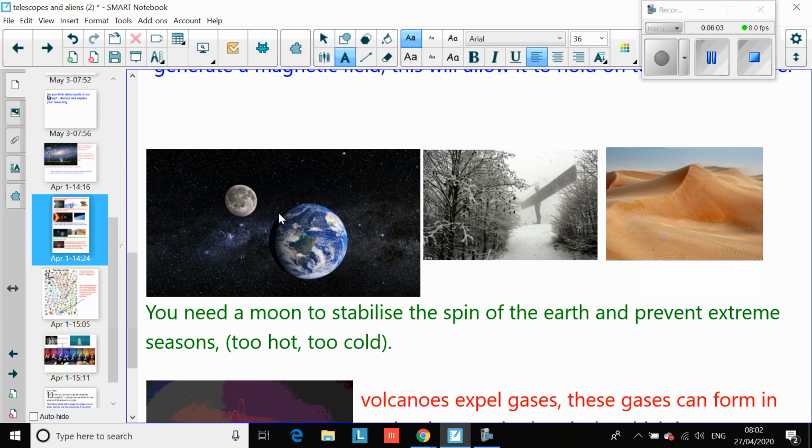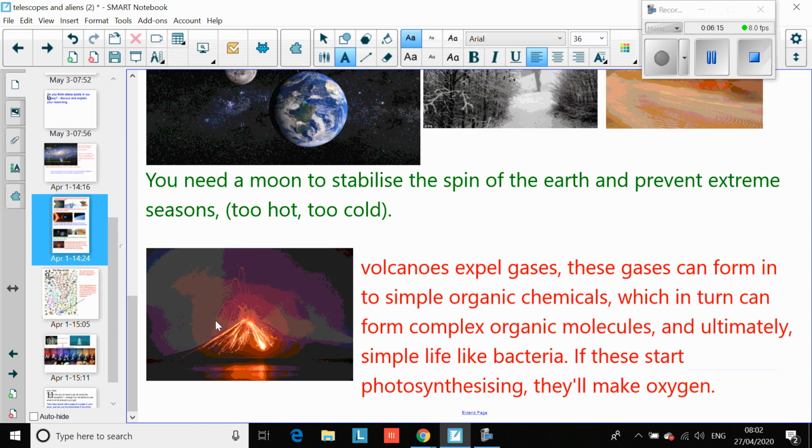So the moon is really important because it stabilizes the spin of the Earth, and so Earth only wobbles a little bit, giving us quite gentle seasons. Okay, and other things you might need is you need a planet which has got volcanoes. Reason for this: volcanoes expel gases that can form into simple organic chemicals, which in turn can form complex organic molecules and ultimately simple life like bacteria. If these start photosynthesizing, they'll make oxygen.